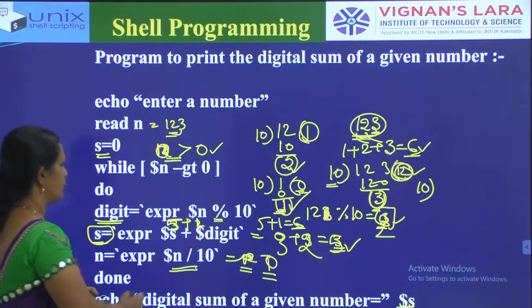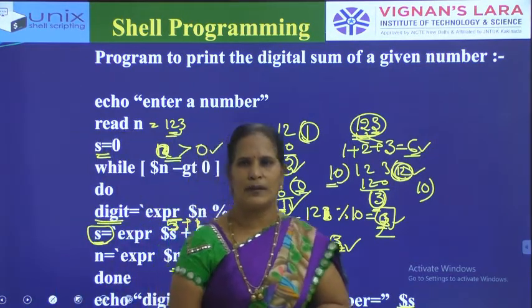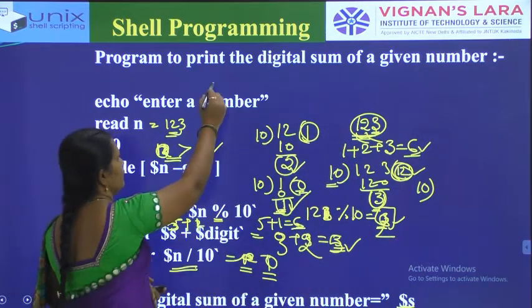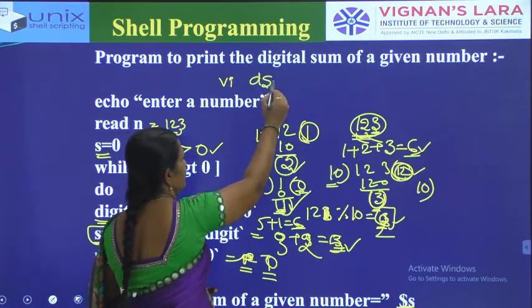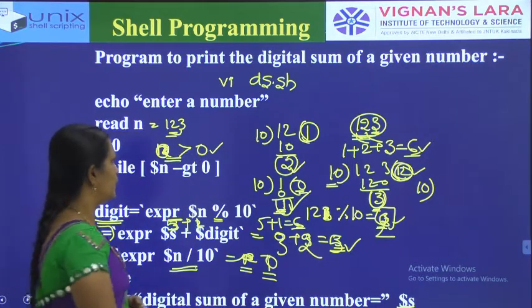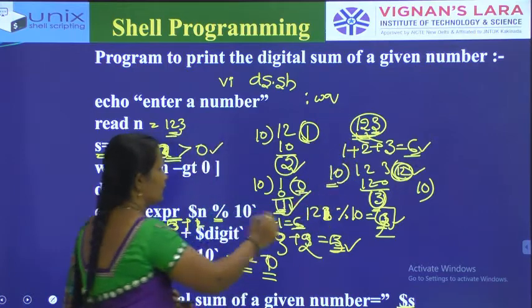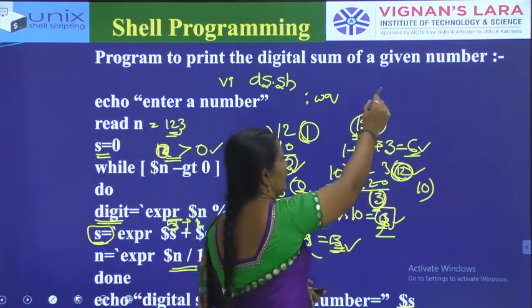After writing the code, we have to save this file by using escape, shift colon WQ. For example, for this I created the file by using vi space ds.sh, digital sum ds.sh. By clicking shift colon WQ, the content will be saved.